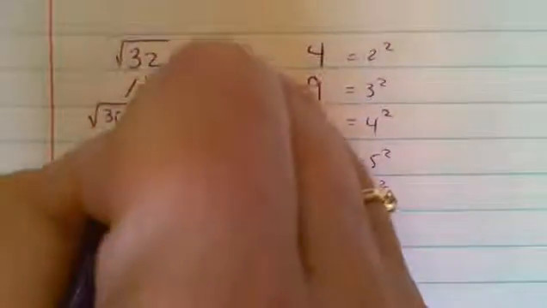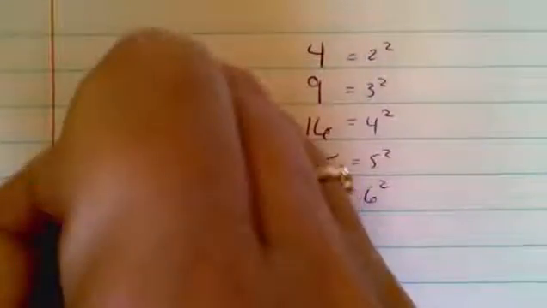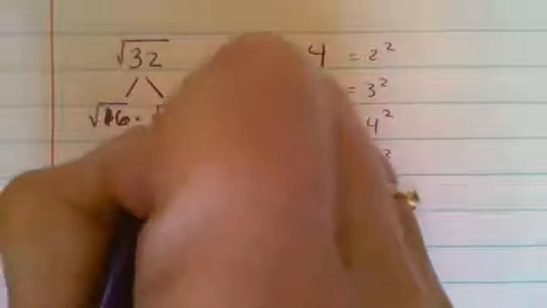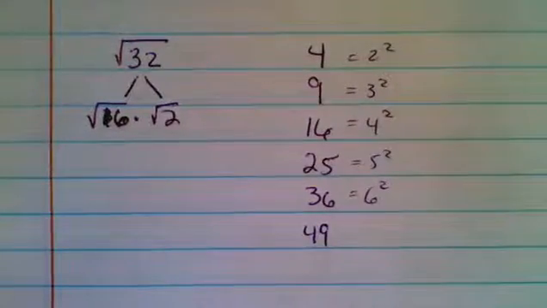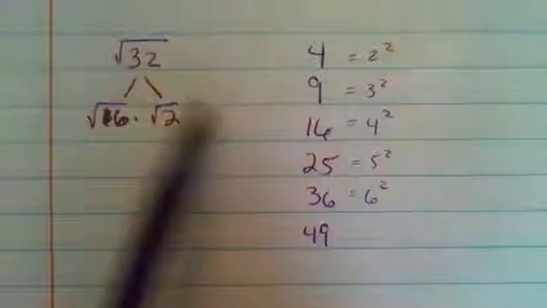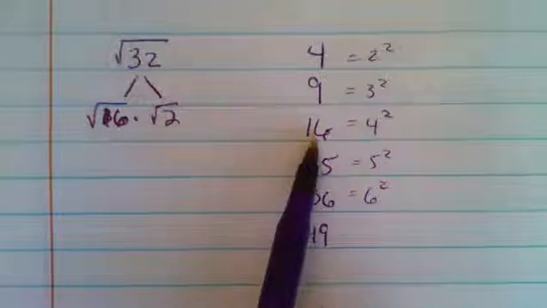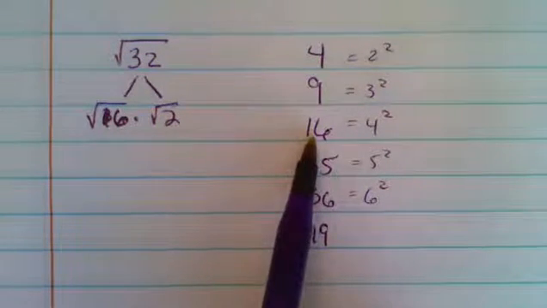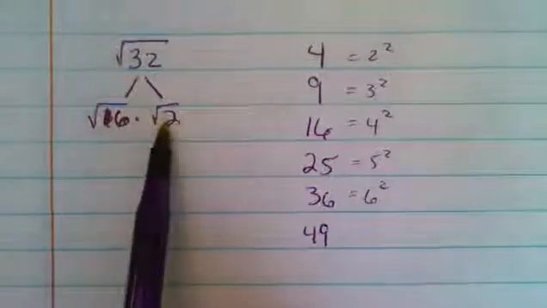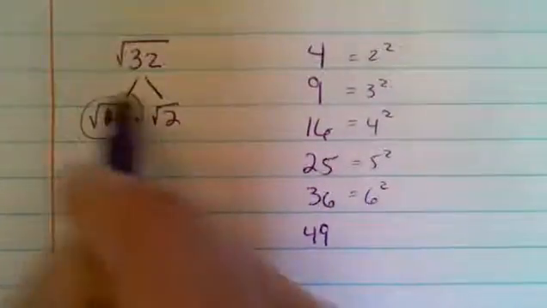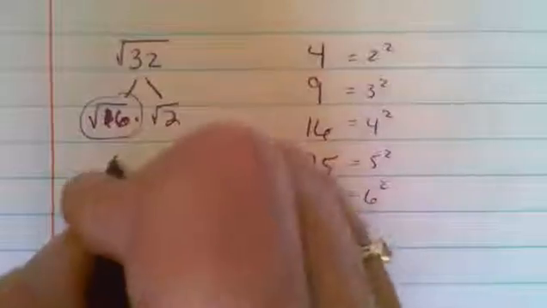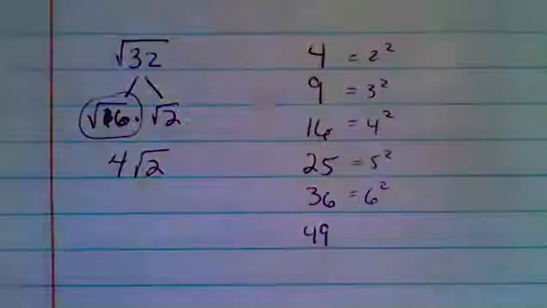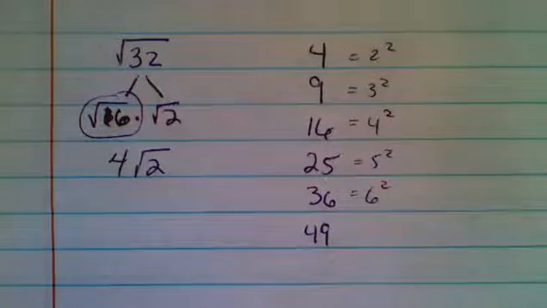So I can break this up into the square root of 16, sorry, and the square root of 2. I'm just looking at which of these go into 32, and when I tried 16, it works, so it's the square root of 16 times the square root of 2. The reason I picked the 16 is that now the square root of 16, I circle it, I can simplify it, it's 4. So now I know I have 4 times the square root of 2.